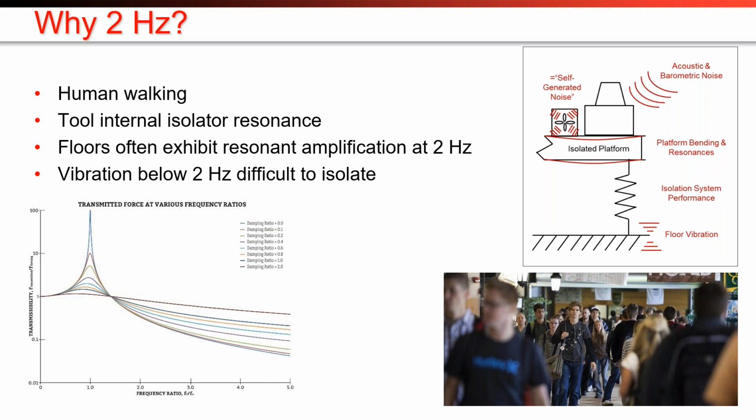Third is when we go out and measure floors in all sorts of buildings, it's not at all uncommon to see resonant behavior of the floor itself at 2 hertz. That's not good, but it's one more thing that's contributing. So you've got isolators amplifying, floors resonating, and people driving that frequency. So it's making a bigger and bigger problem. And finally, as you get below 2 hertz, it gets more and more difficult to isolate vibrations, or requires much more aggressive, complex, and expensive approaches when you start getting to very low frequencies. So 2 hertz comes up over and over again.